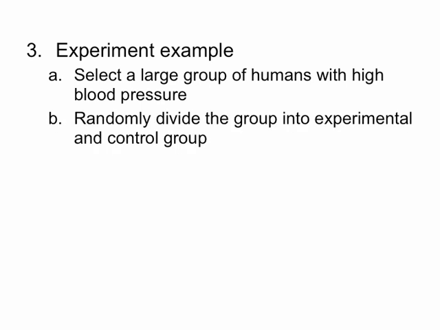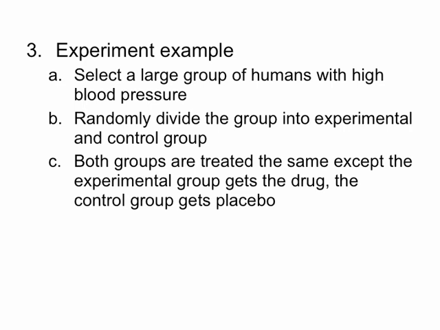We're also going to randomly divide the group into experimental and control group. We don't want to have men versus women, nor do we want to have our experiment divided amongst race. What we want is to have a random division of participants in the experiment. Both groups then are going to be treated the same, except the experimental group gets the drug. The control group then is going to get the placebo.